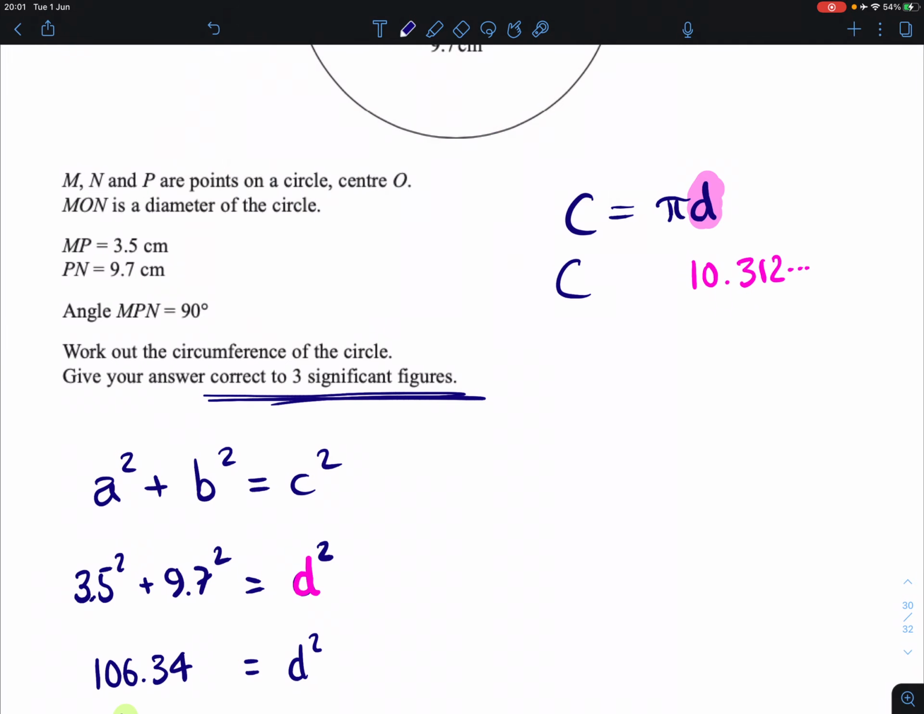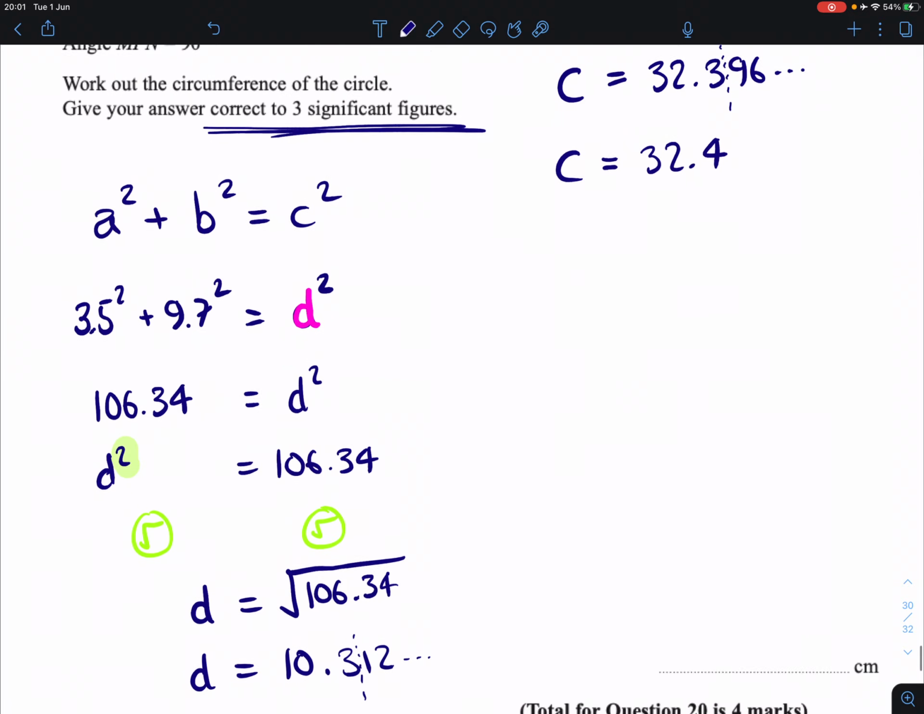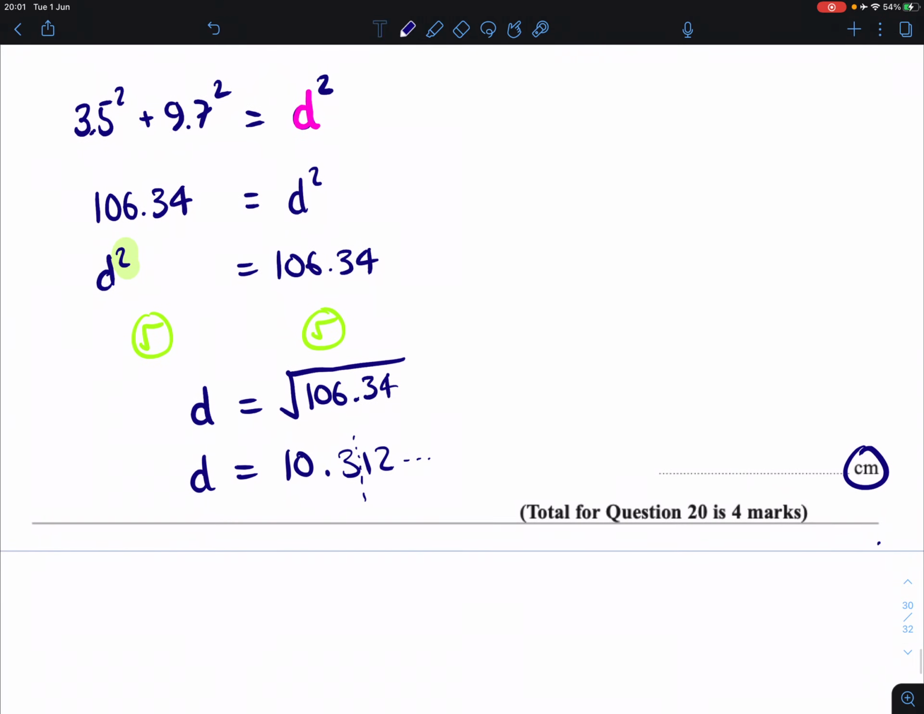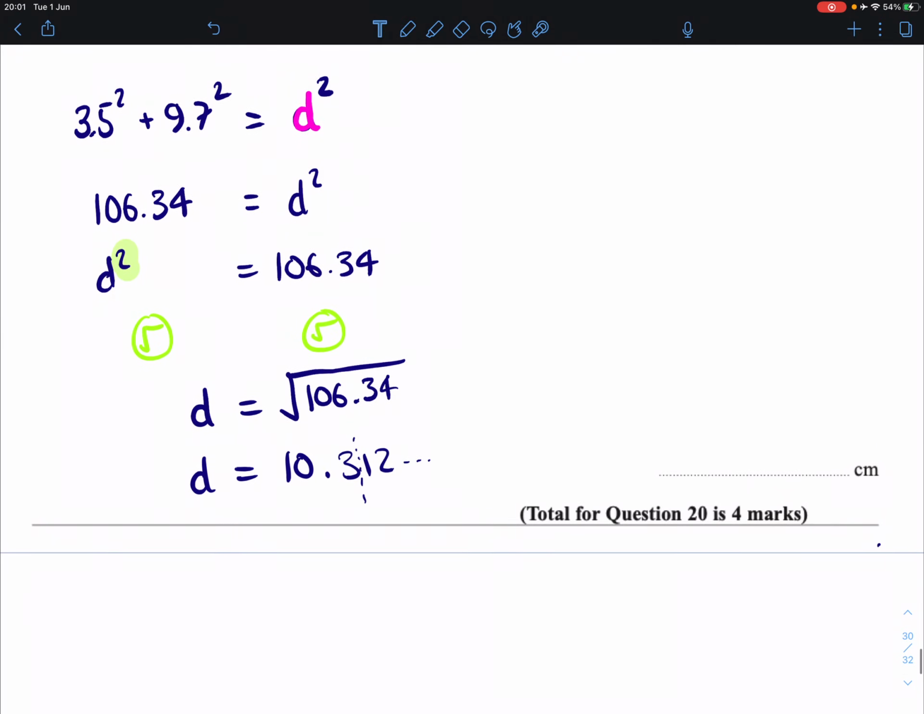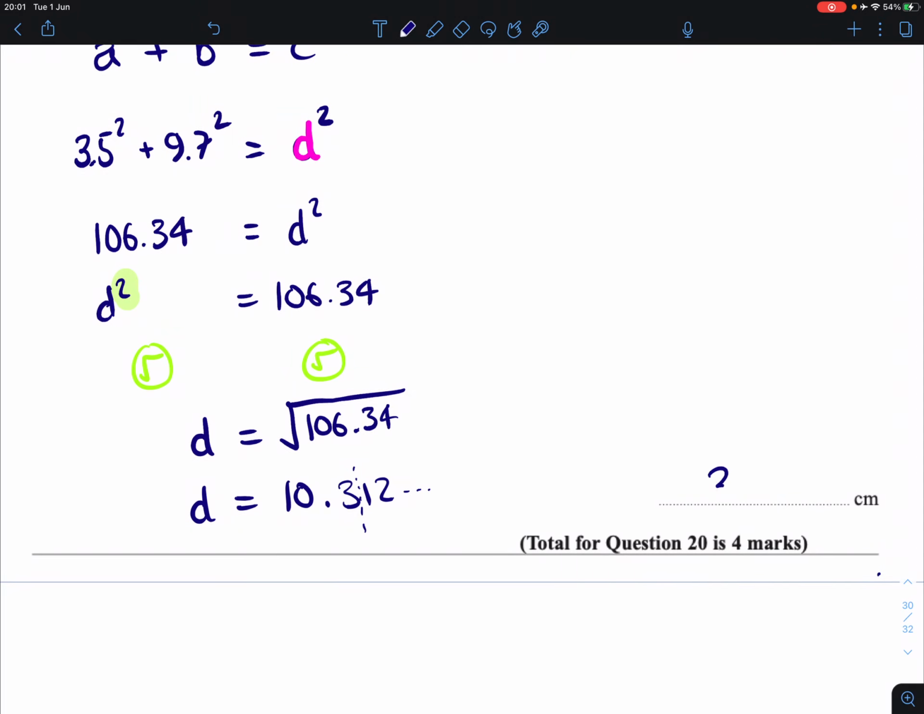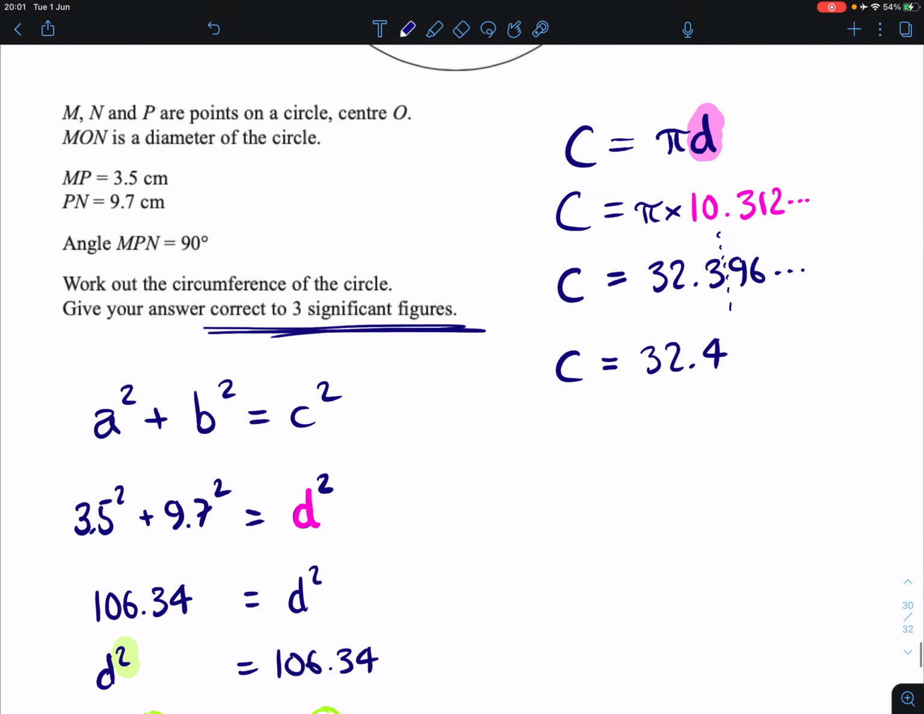So our circumference is going to be pi times that. So you'll get the pi button on your calculator, then you multiply by Ans because it will remember this answer from before, and then from there you end up with 32.396, so on and so forth, and that's what we're going to round to 3 significant figures. So that will become 32.4. It's a circumference, which is a length. The units have already been given there. So it's 32.4 centimeters. Done.